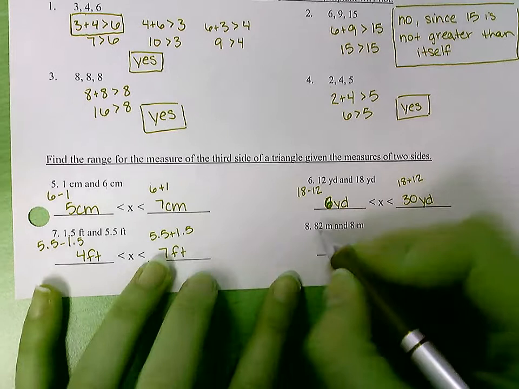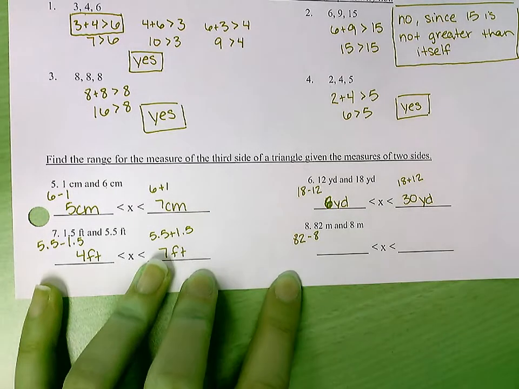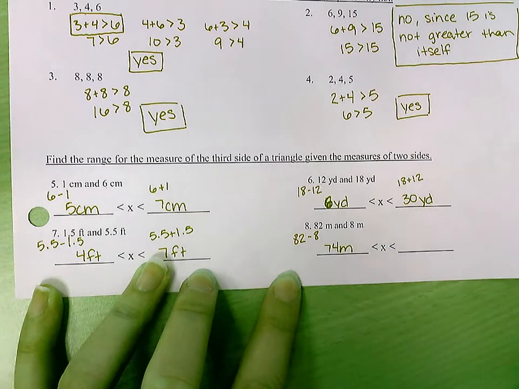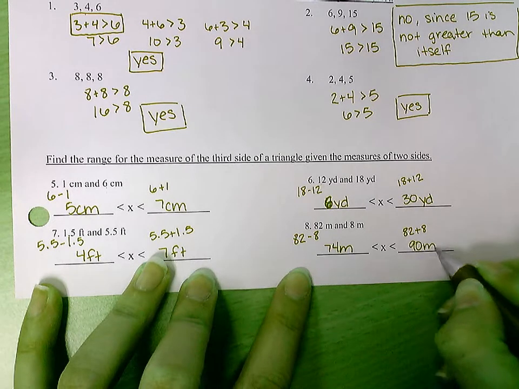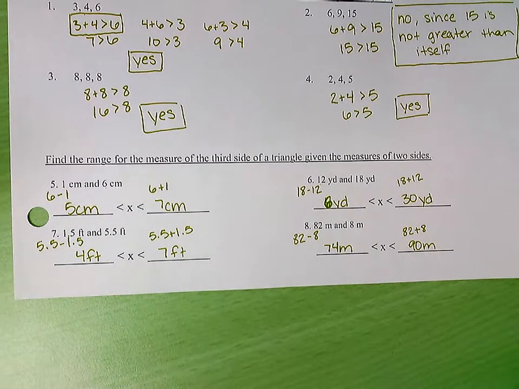Last one on the front, we have 82 minus 8. That's 74 meters. And then 82 plus 8 is 90 meters. Okay, so that would be my range of values for that one. Okay, questions on this? Okay, then there's 8 problems on the back. I want you guys to do those in your groups. And for this hop 4, if you do get no, you have to explain why it's no.